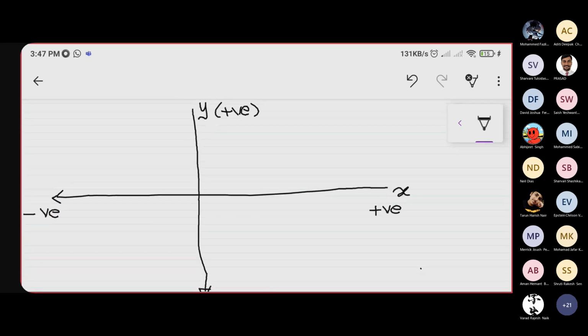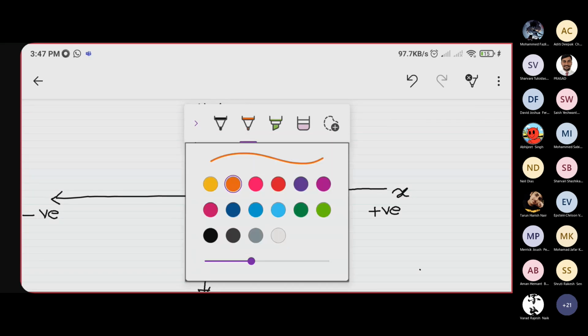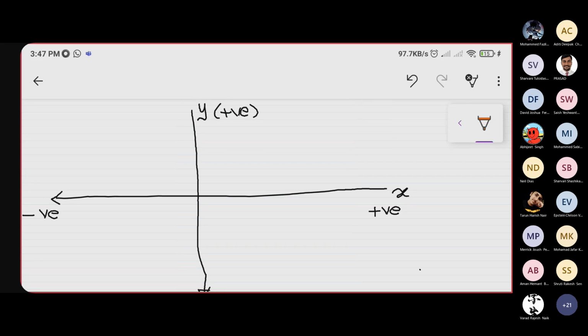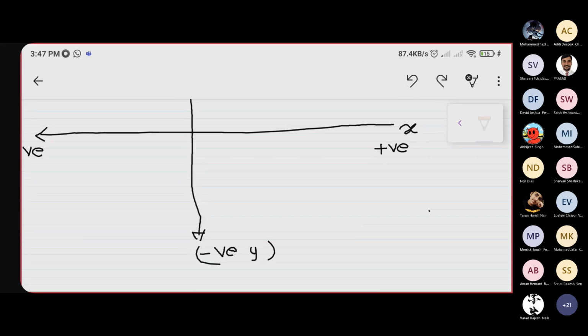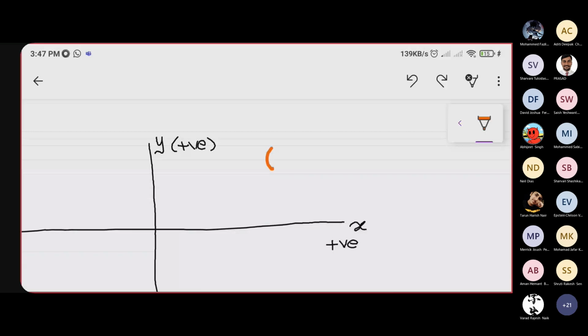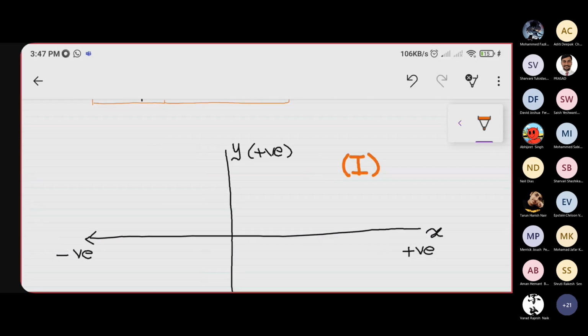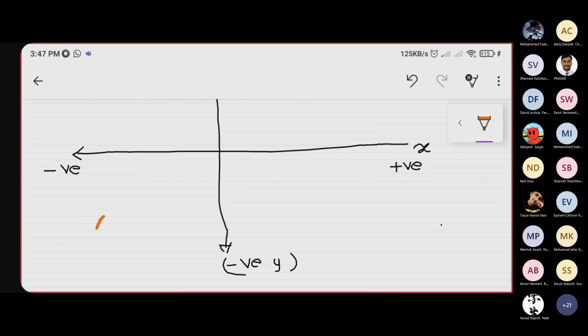So this graph, what we used earlier, is classified into different quadrants. Okay, so this looks like one quadrant, right? So I divided this whole sheet into 4 parts. So this is called the first quadrant. This is called the second quadrant. Then this is called the third quadrant, and the last one is called the fourth quadrant.